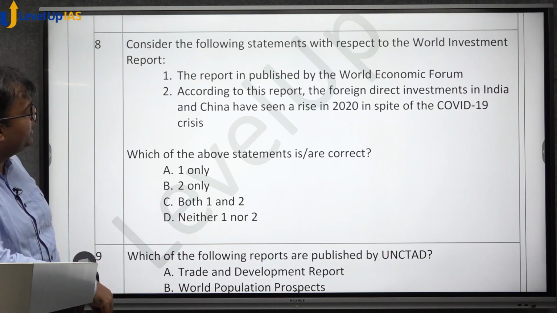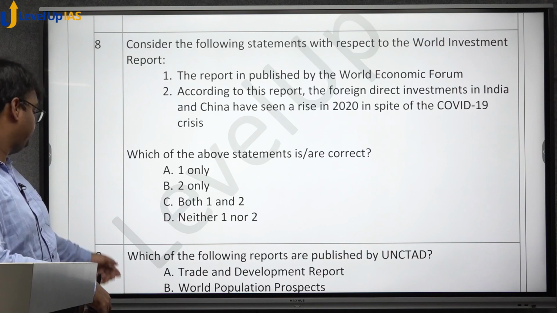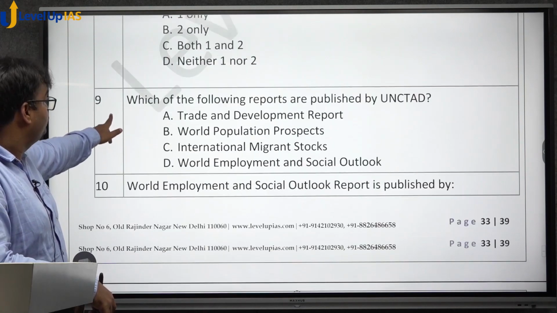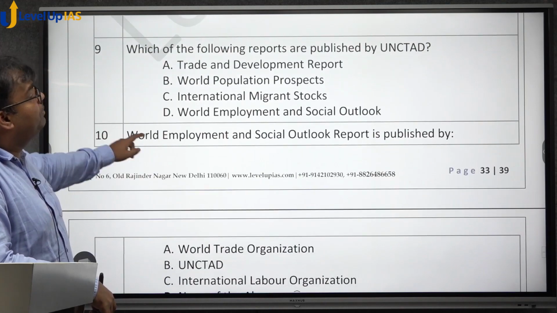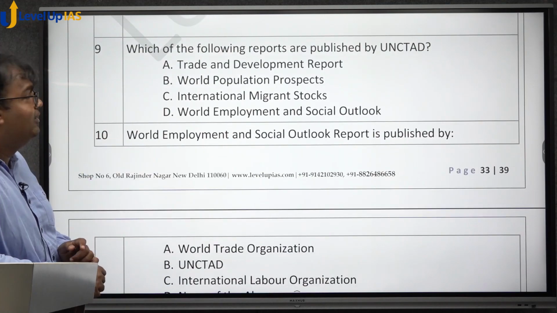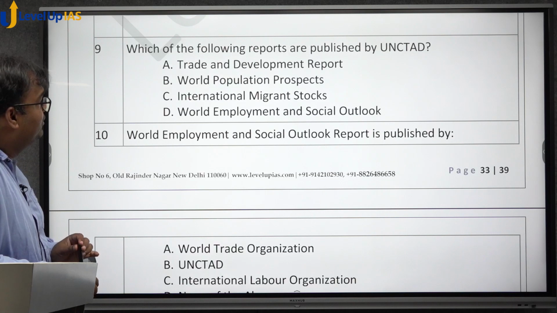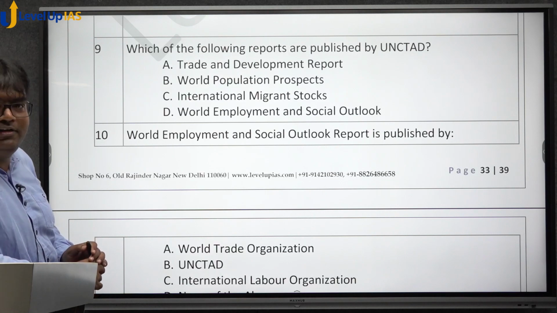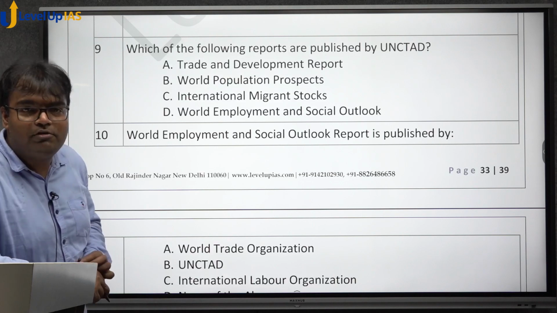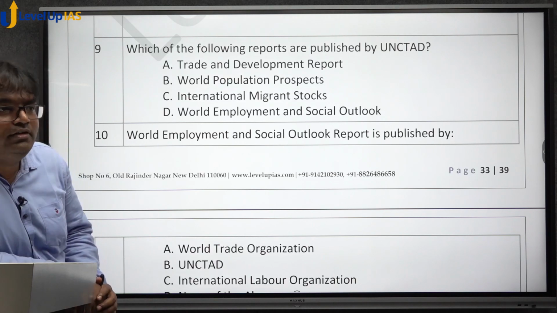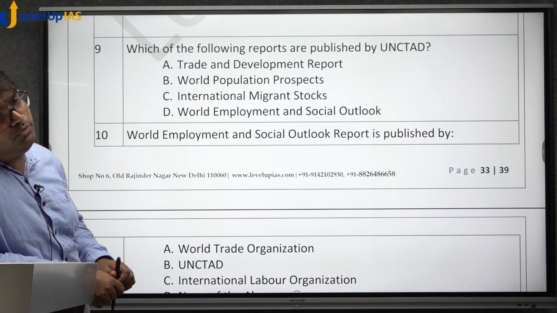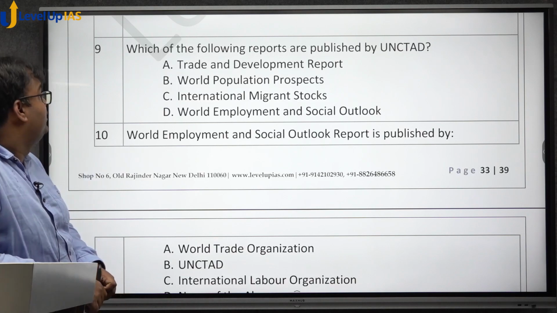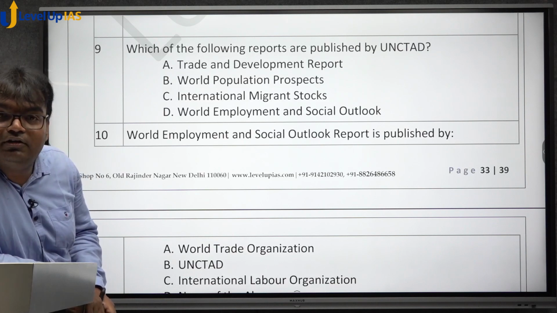So what should be the answer here? B. Question number 9. Manshu. Which of the following reports are published by UNCTAD? First one, yes. Who publishes the second? World Population Prospects. You will be thrown out, you will not be allowed to sit. International Migrant Stock.